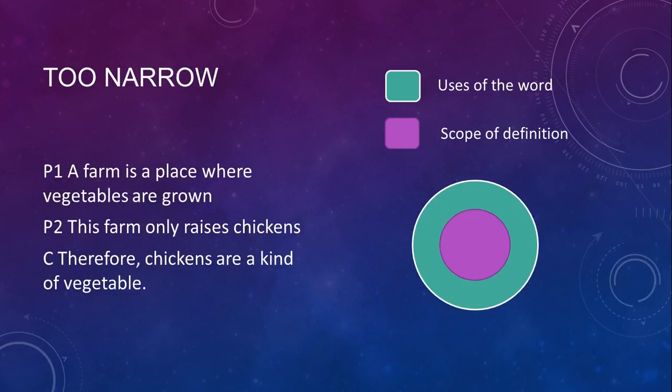And here's what happens if your definition is too narrow. A farm is a place where vegetables are grown. This farm only raises chickens, therefore chickens are a kind of vegetable.